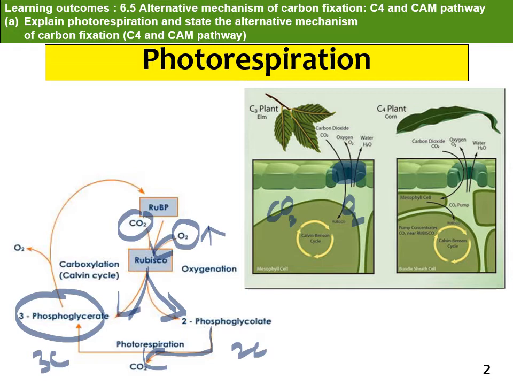This process occurs in the presence of light, and it requires oxygen like aerobic respiration, and it will produce carbon dioxide and water. Photorespiration does not produce ATP, so it reduces the efficiency of photosynthesis. It reduces photosynthetic efficiency because it removes some of the intermediates used in the Calvin cycle. One molecule of 3-phosphoglycerate is produced instead of 2 molecules of 3-phosphoglycerate.